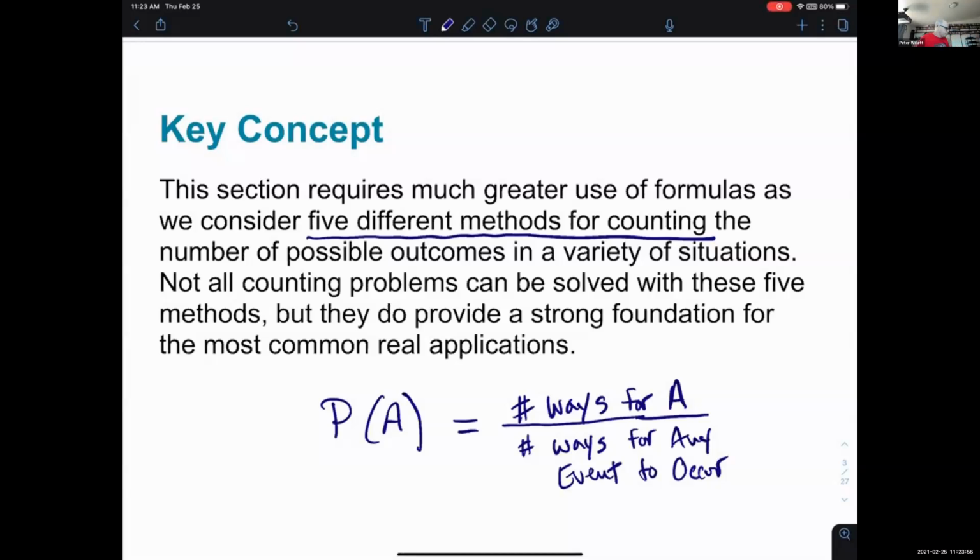Okay. All right, so try to at least put your mind in this framework as we then look at methods in certain circumstances for how to count up these ways of things occurring so that we can make a fraction which leads to a probability.